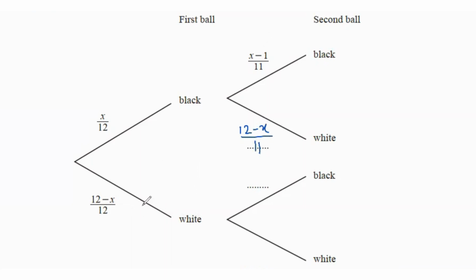And then if we're taking a white ball first, your black balls are going to be x over 11 over here. Why? Because once again, the number of black balls isn't changing if we took a white ball first, but the total number of balls is changing because there's one less white ball. And for the white now, we would do 12 minus x minus 1, which is (11 minus x) over 11.